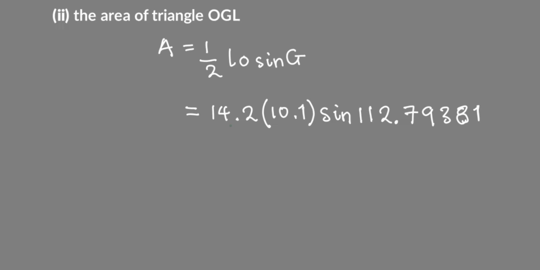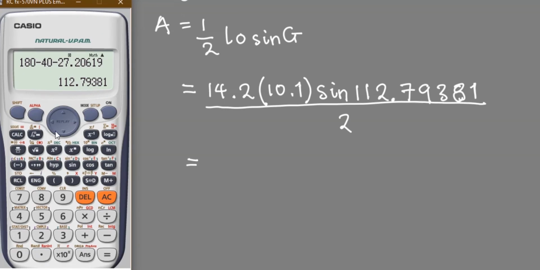Remember, there's a half, so we can get this whole thing and divide by 2. And then the answer we get is our area. We have our angle there, so we can just take the sine of it so that we can simplify things. Meaning we've worked out the sine of the angle there, then we multiply by 10.1 and multiply by 14.2. We have our answer, then divide by 2. So this is our area.